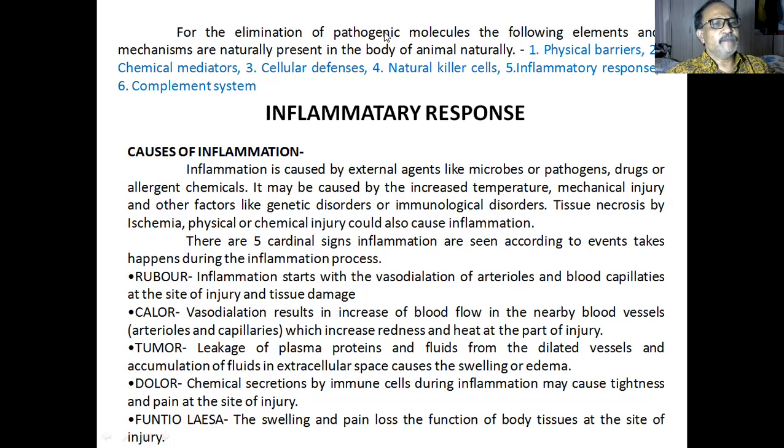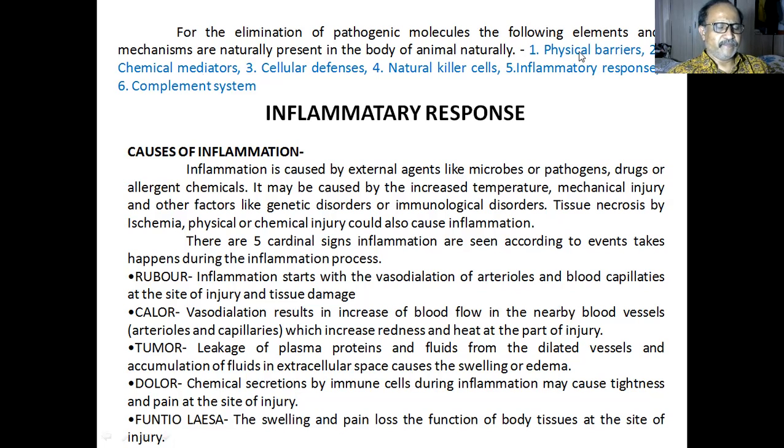this innate immunity is the natural immunity. There are six types of mechanisms present in the innate immunity. Naturally, the body of an animal possesses six types of mechanisms which resist or fight against the diseases, pathogens, or foreign molecules which enter their body. First is the physical barriers.